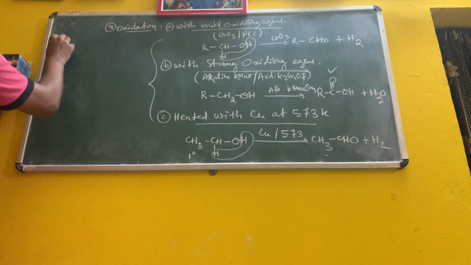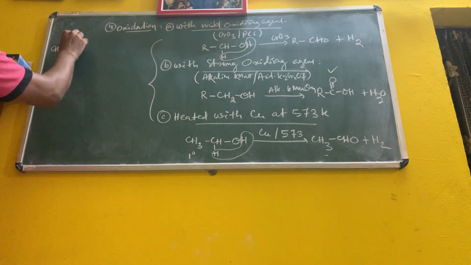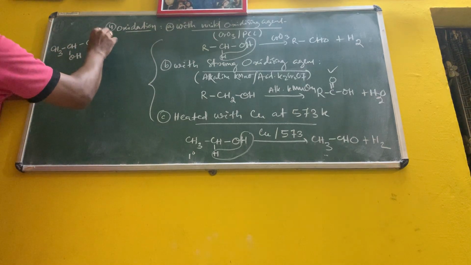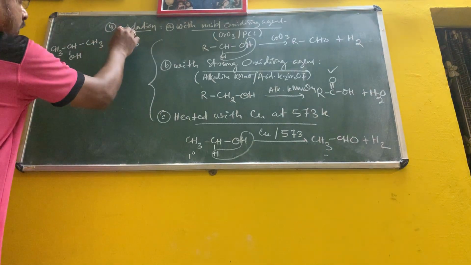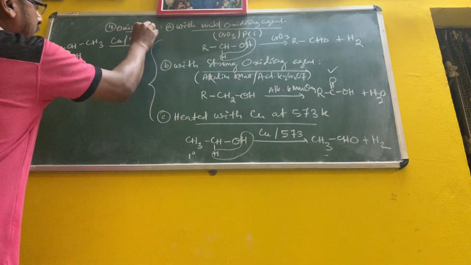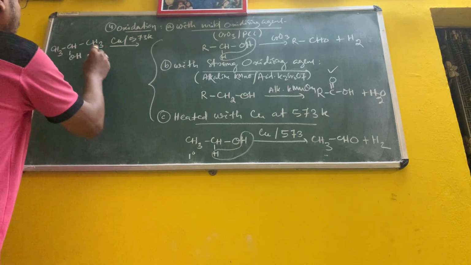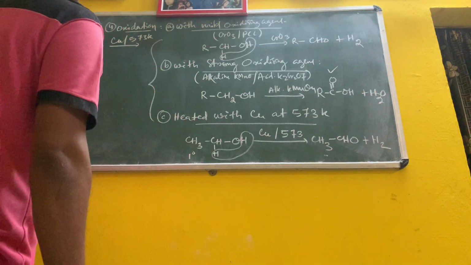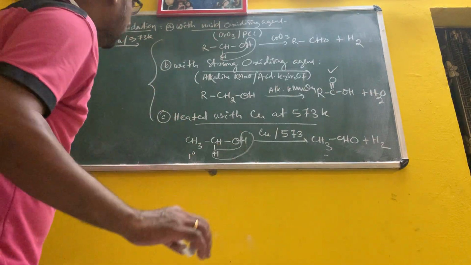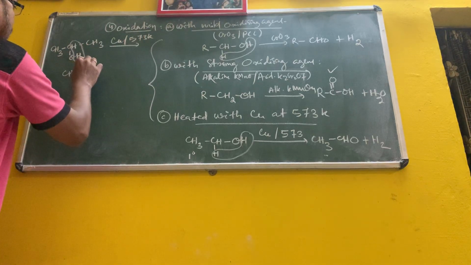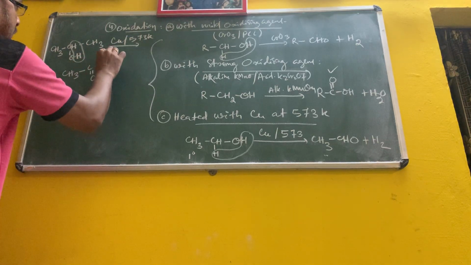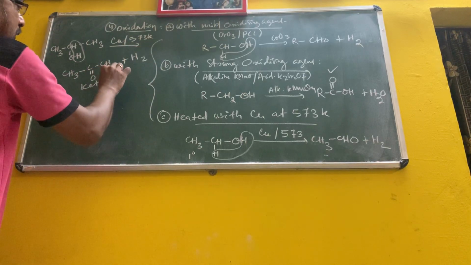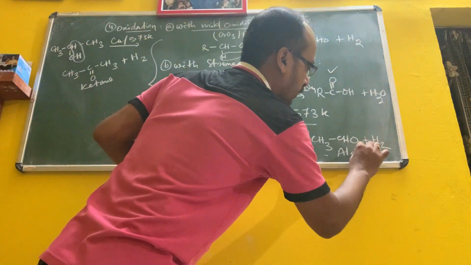Then I am writing here secondary, CH3CHOHCH3 at copper 573 Kelvin. Then it will form, you see, hydrogen H2 will be removed and it will form a double bond, ketone. That is CH3-C double bond O-CH3 plus H2, ketone. The earlier one is your aldehyde.